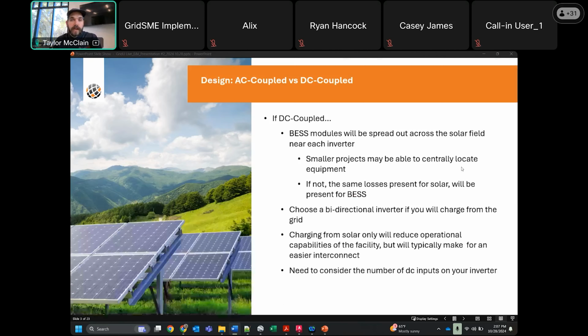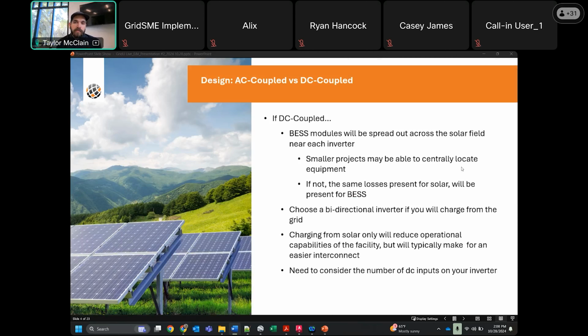All right. So this morning we definitely talked a bit about AC coupled versus DC coupled and how to prepare with your design for that. Now we're going to talk about where that comes into play when you're actually preparing your package.